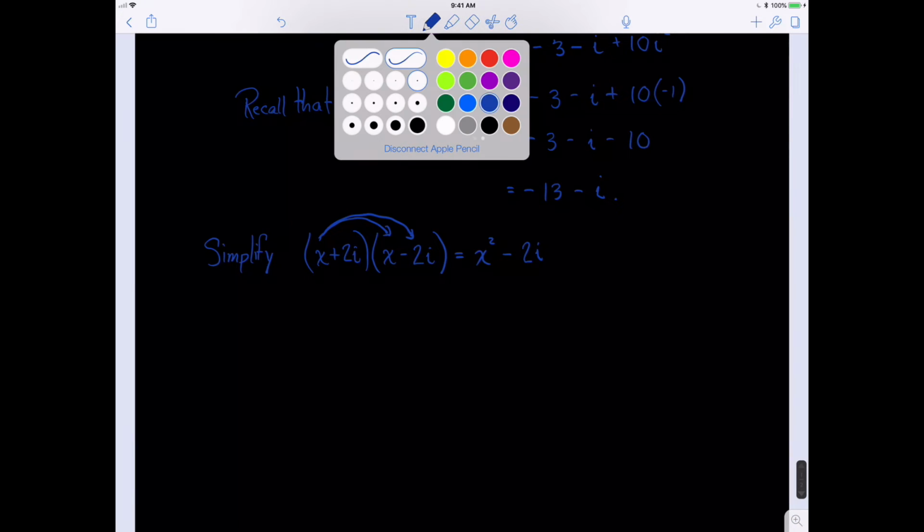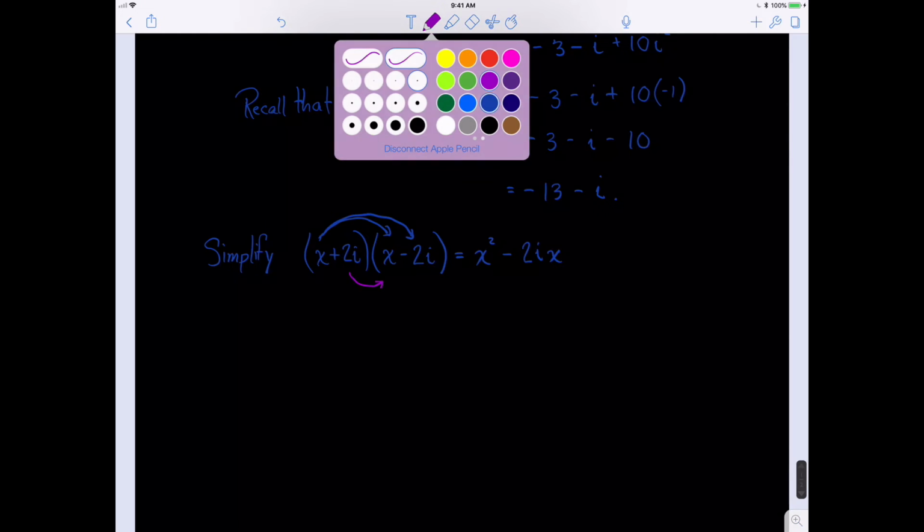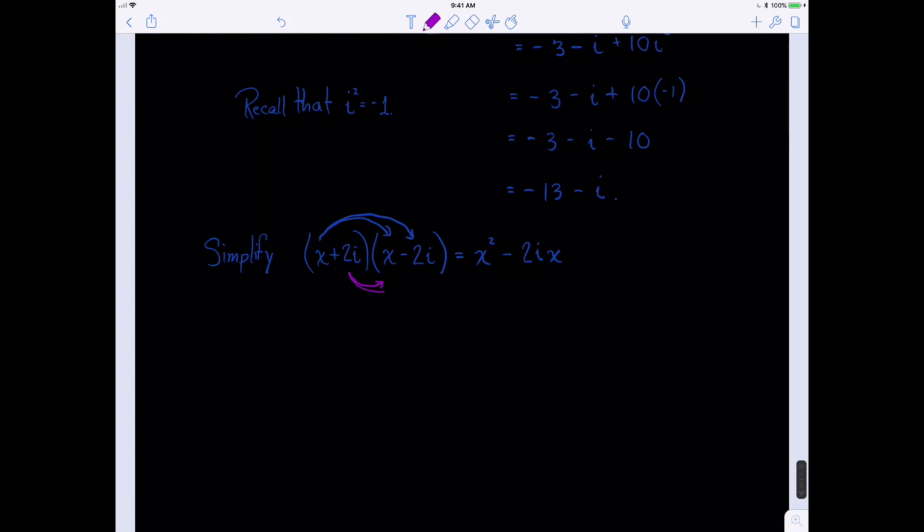And then let's try another color, like magenta. Let's go 2i times an x. Oh, I made a mistake, didn't I? Let's fix that first. x times negative 2i is negative 2ix. There. Okay, let's go back to our magenta. So now I distribute the next term. So I'm going to have plus 2ix. And then I'm going to have a positive times a negative. So that's going to give me a minus. 2 times 2 is 4. i times i is i squared.